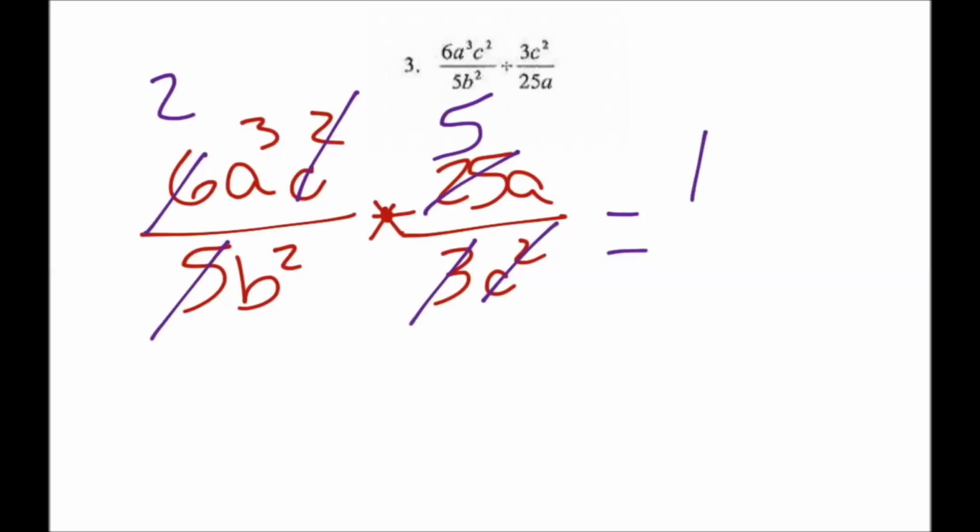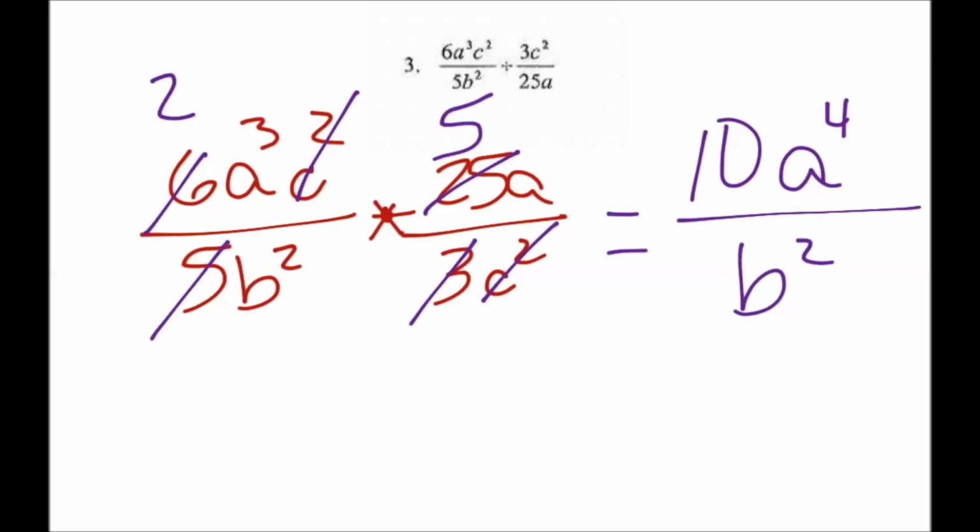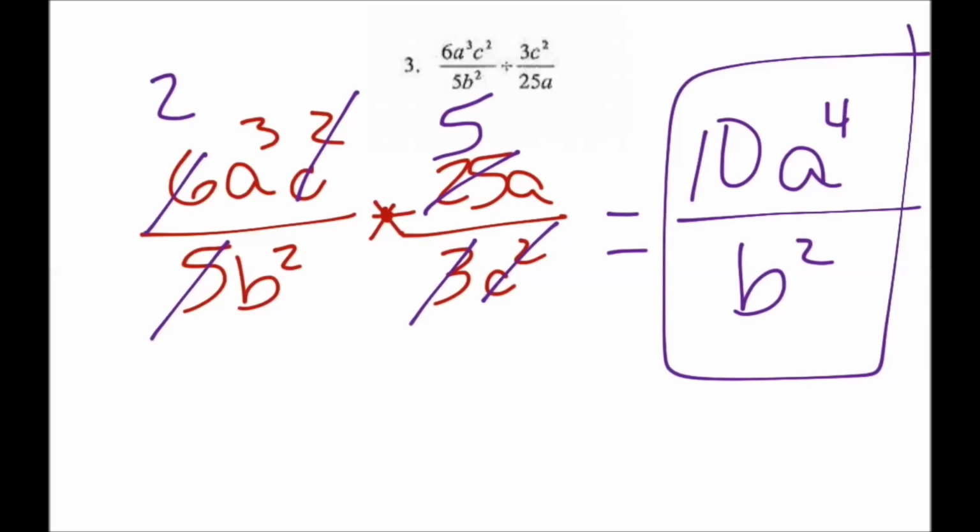Okay, so 2 times 5 is 10 on the top. We have an a to the 3rd and an a, so that becomes a to the 4th on top. On the bottom, we have a b squared. That's your answer.